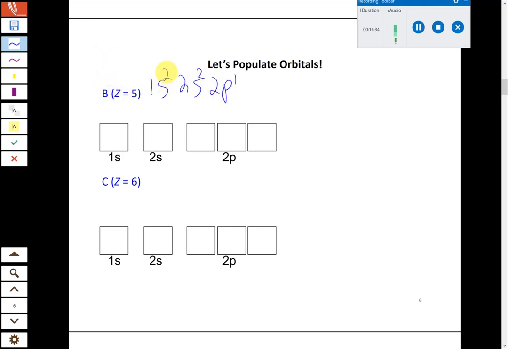So your configuration 2 plus 2 plus 1 should have 5. If it doesn't, then don't choose it as your answer. That can't be right, okay? But this is the correct arrangement of those 5 electrons: 1s2, 2s2, 2p1, again following the order in the periodic table as we go through.